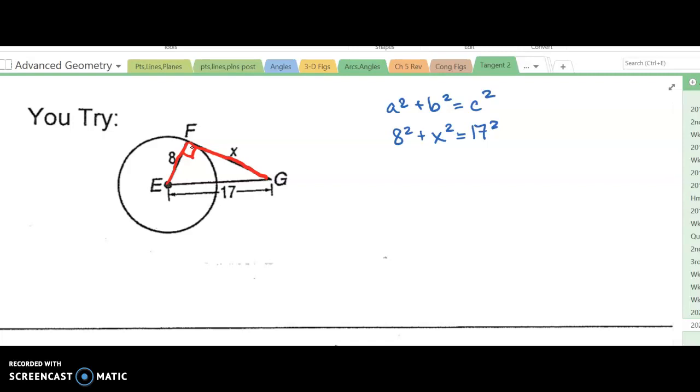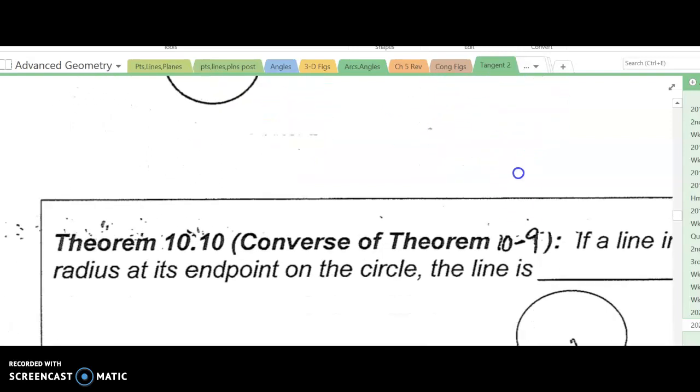So you have a lovely right triangle. Make sure that you put 17 in the c spot in a squared plus b squared equals c squared. Otherwise, it won't come out right. This triple is an 8, 15, 17. So hopefully you got x to be 15.